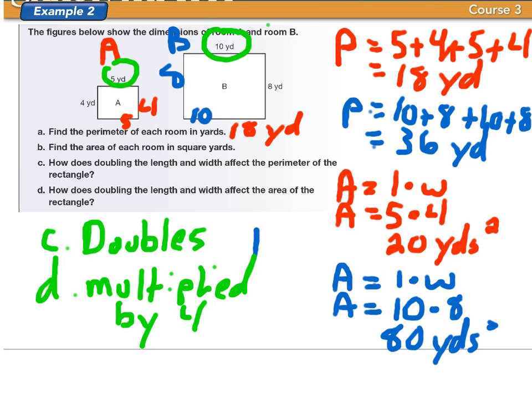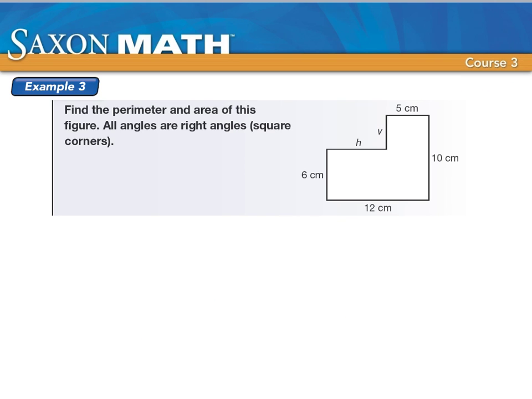Okay? Alright, let's go on to our last example. Alright, here's our last problem. Find the perimeter and the area of this figure. Okay? Well, again, perimeter, we're going to find by adding up all the sides. Okay? So we'll start at the top.